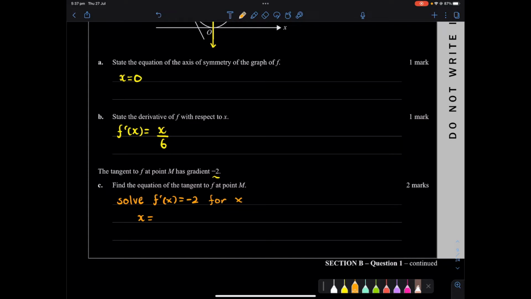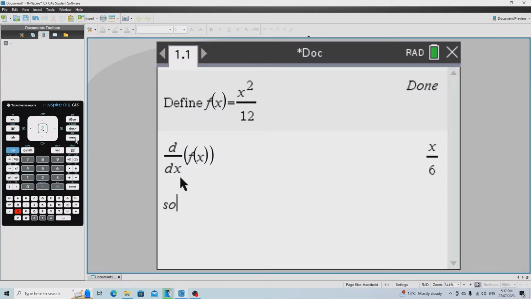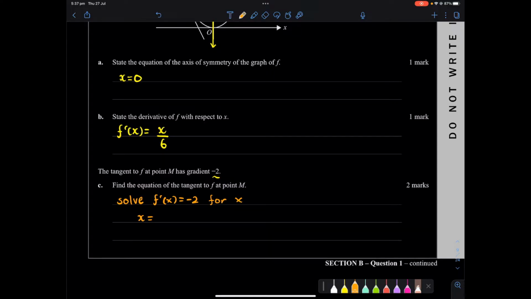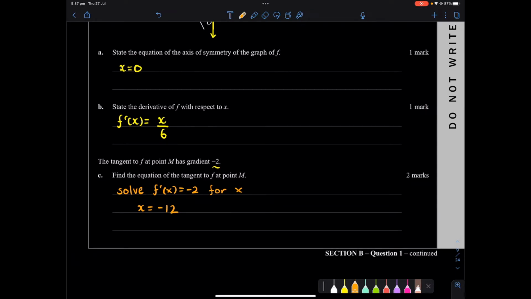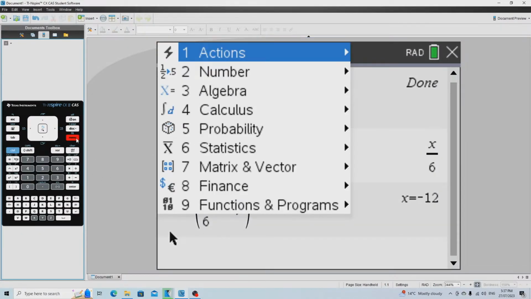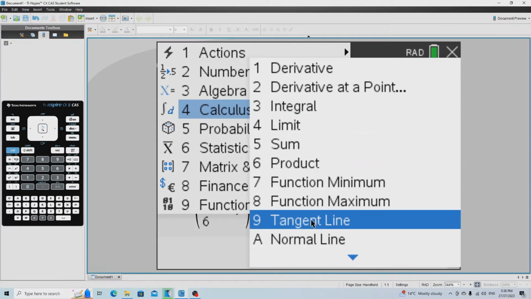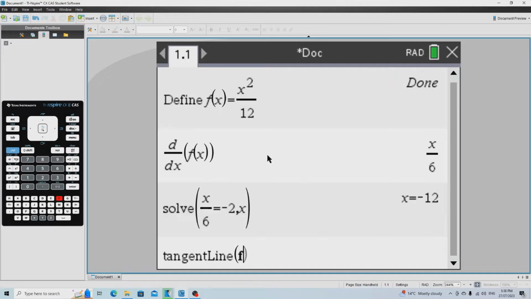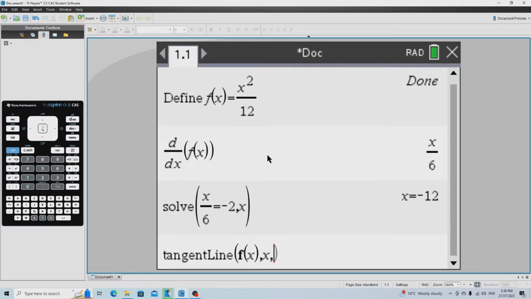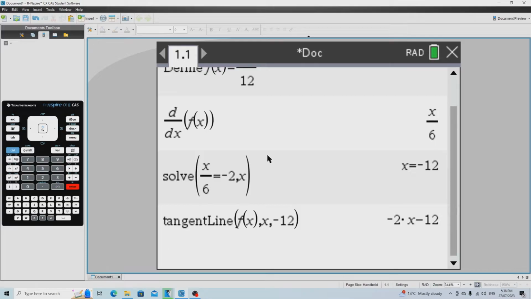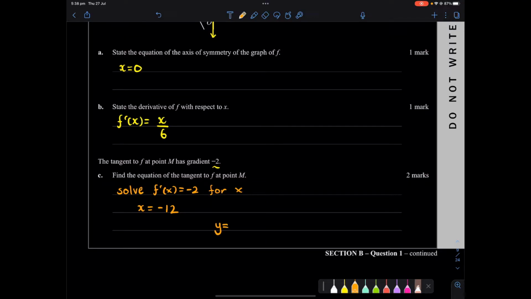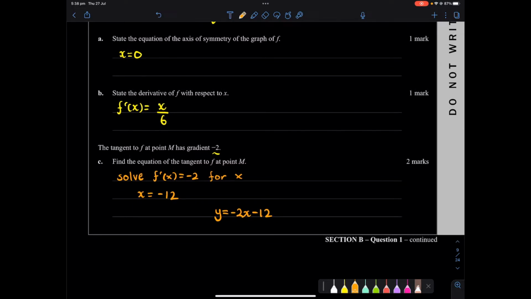So using our calculator, we can say solve f dash of x equals -2, comma x, which gives x equals -12. Using that, we go in menu, go in calculus, go in tangent line, because we want to find the tangent line. We write f of x, comma x, at point -12, and it gives it straight away. So your answer for that is y equals -2x minus 12. Okay, and that should give you 2 marks.